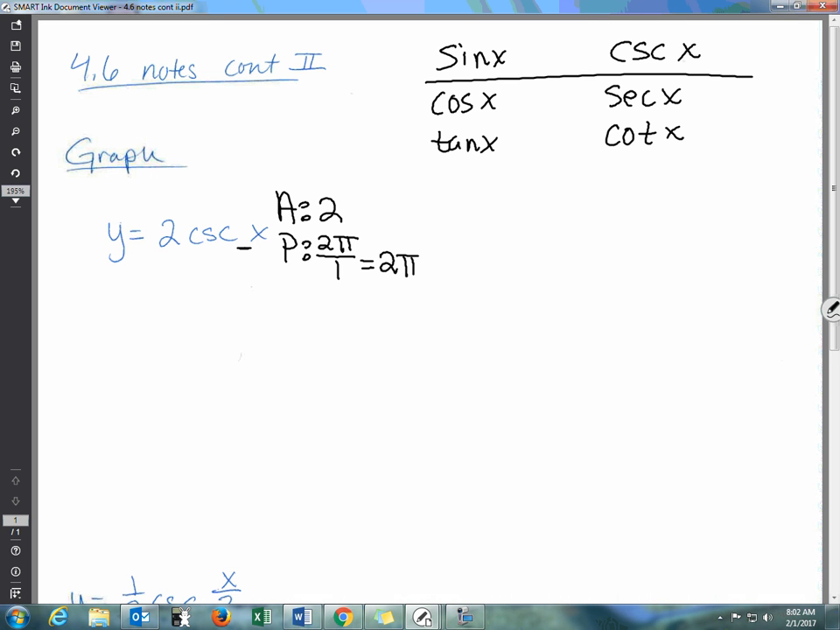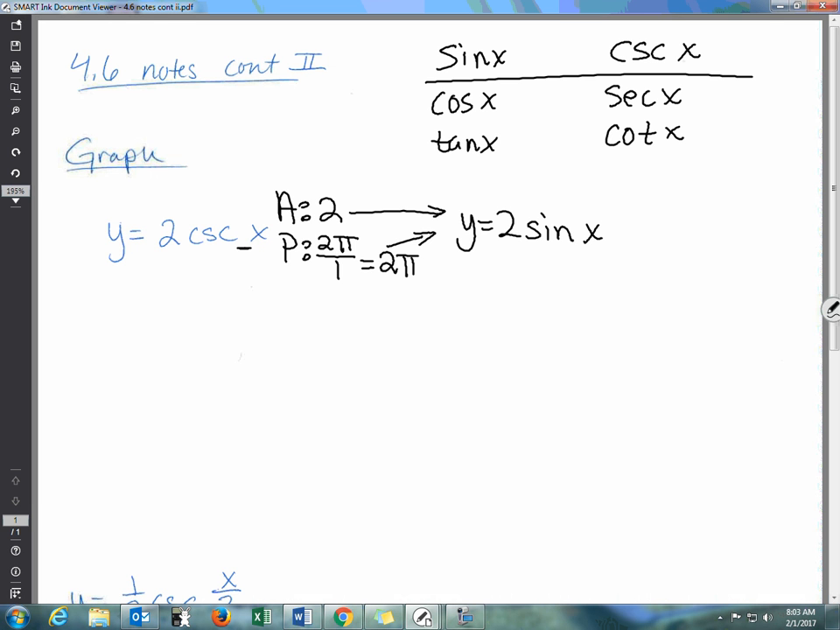Now, like I said before, for 2 cosecant of x, what we're going to do is graph y equals 2 sine of x, and then we'll cut the graph at certain points, and that will give us our cosecant graph. All right, so this still relates to the amplitude and period length for 2 sine of x, right?